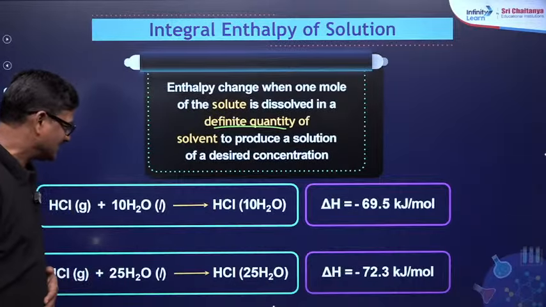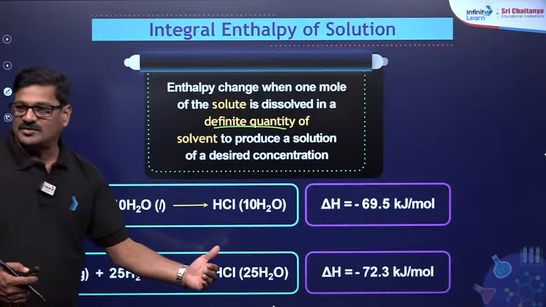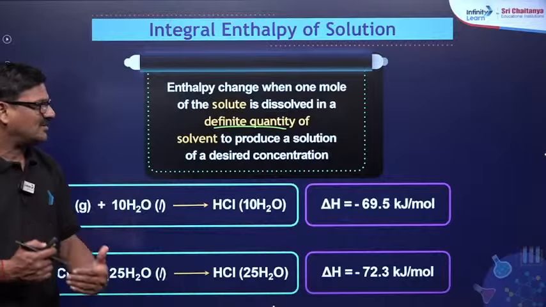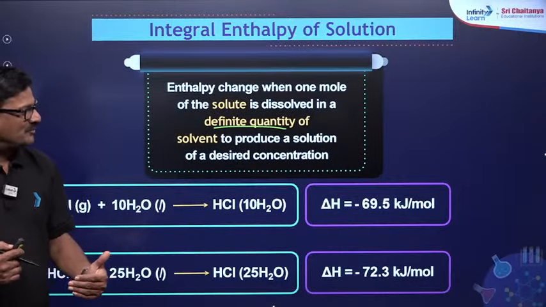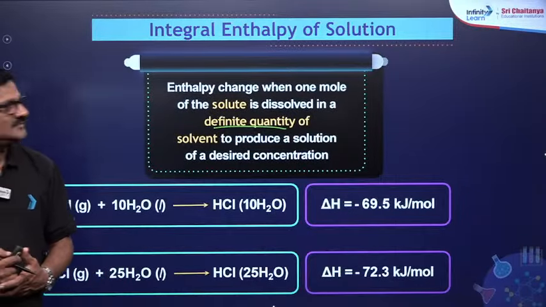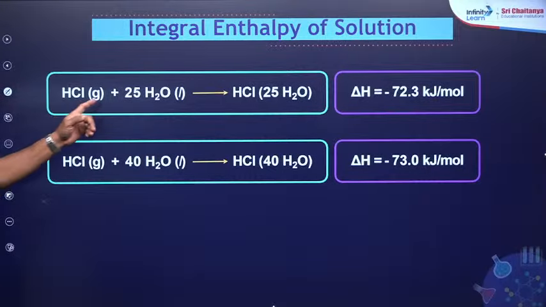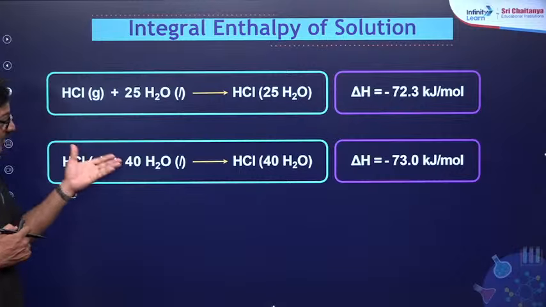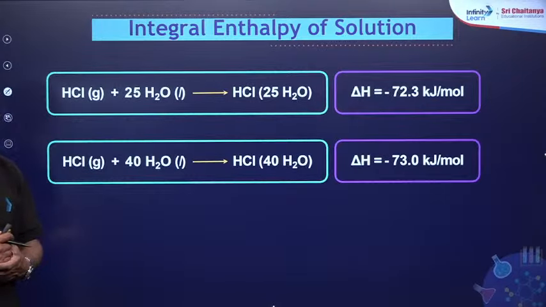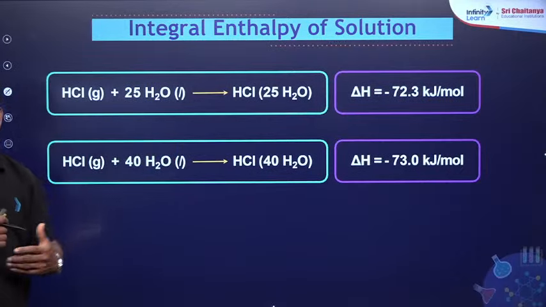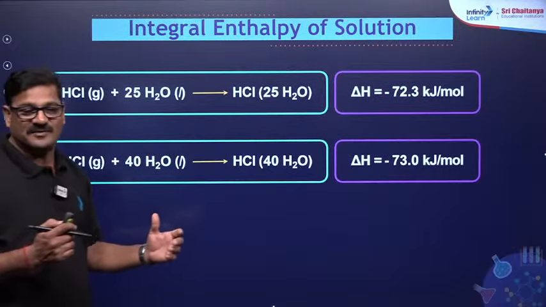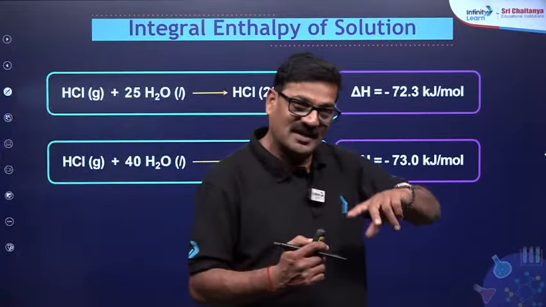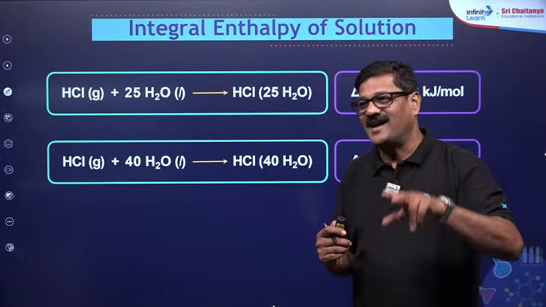Right. So it is going to have a fixed number of the water molecules. And also, you can say HCl 25H2O, it is going to be minus 72. And I can take HCl 40 H2O also because it has a strong affinity towards the water. It is going to take n number of the water molecules. That is called integral enthalpy of solution. Okay, partial hydrolysis, partial dissolution, and everything.